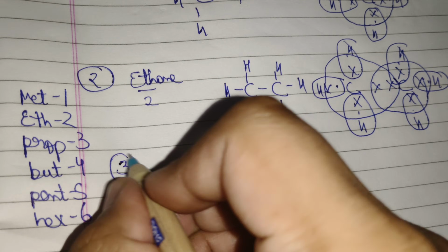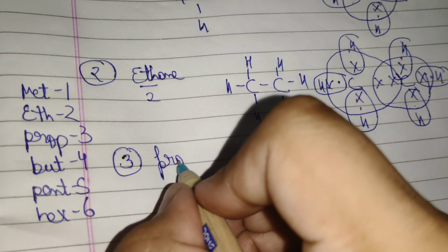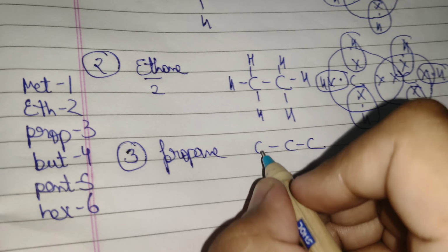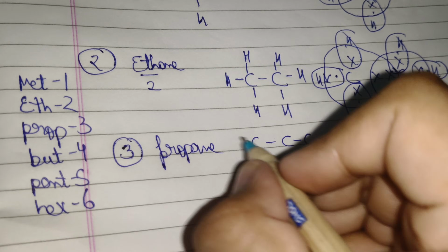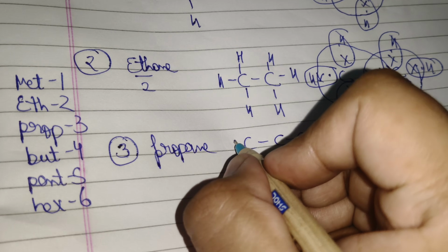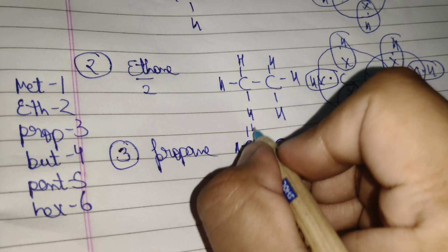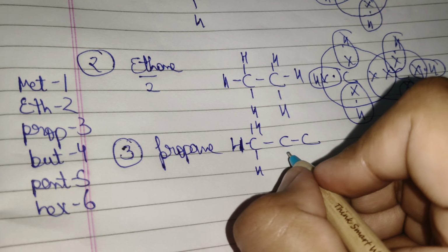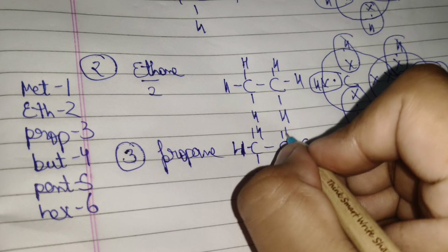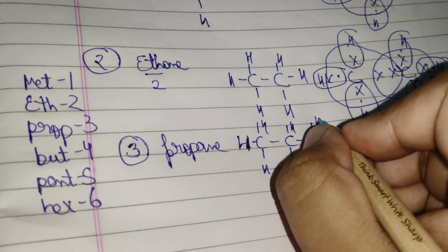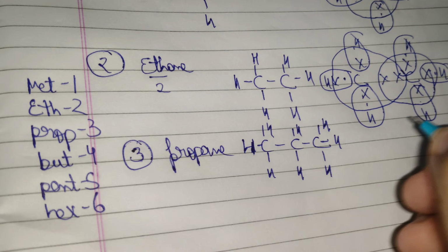Now for the third, that is propane. Propane is third, so here we form 3 carbons. Now we can say a single bond is there, so how many bonds do we have to form for the rest? 4 bonds. One bond is already formed, so another hydrogen, another hydrogen, another hydrogen. Here 2 bonds are already there, so 2 hydrogens, 3 hydrogens.